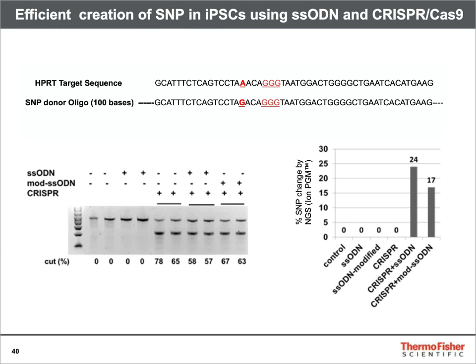The graph to your left shows the cleavage efficiency of CRISPR-Cas9 in presence or absence of oligos. As you can see, we got up to 78% cleavage efficiency in iPSCs. Next, I will summarize this presentation.